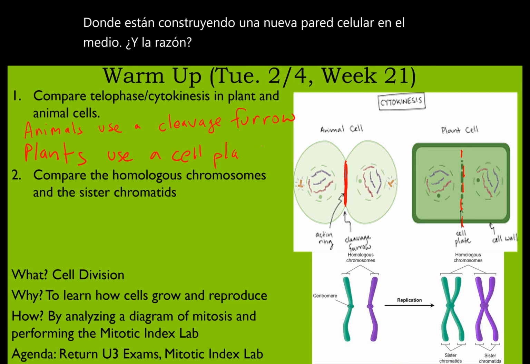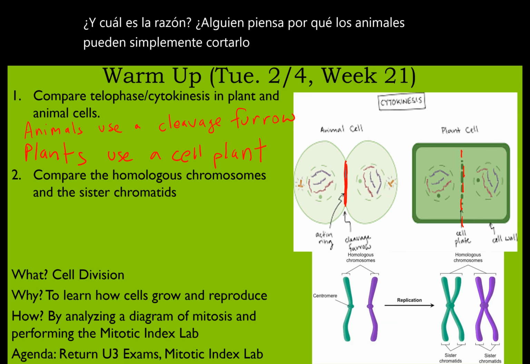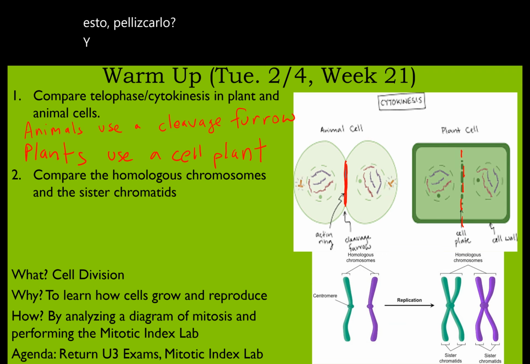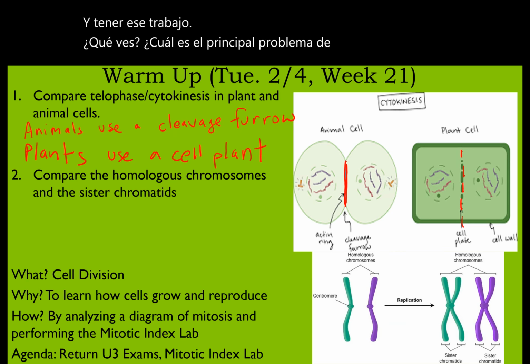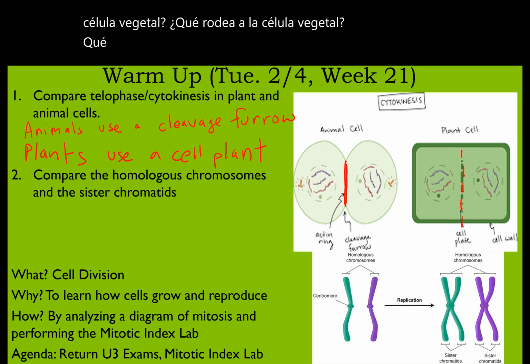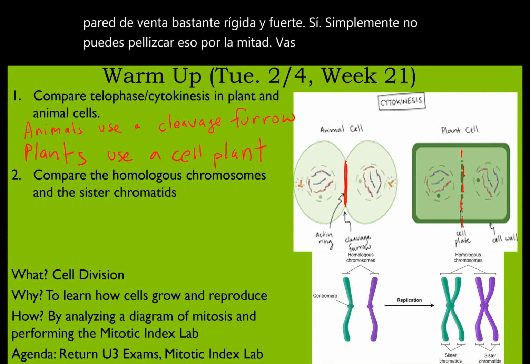And what's the reason, anybody think, why can animals just pinch it into two pieces and plants can't? Like, why can't a plant cell just pinch it and have that work? What's the main problem with doing that with a plant cell? What's surrounding the plant cell? Cell wall, right? Is the cell wall pretty rigid? Strong? Yeah, you just can't pinch that in half. You're going to have to build a whole new wall.